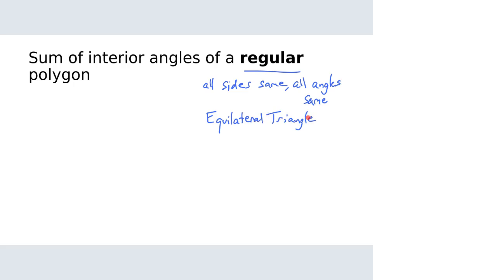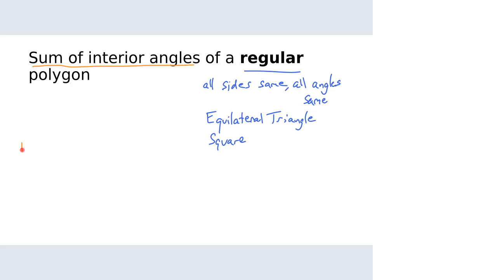Another example of a regular polygon would be a square, because all the sides are the same length, all the angles have the same measure. So those are examples of regular polygons. I want to look at the angle measures though, and what we're talking about here is the sum of the interior angles. If I were to add up all the interior angles.